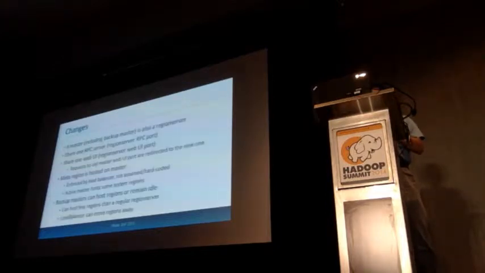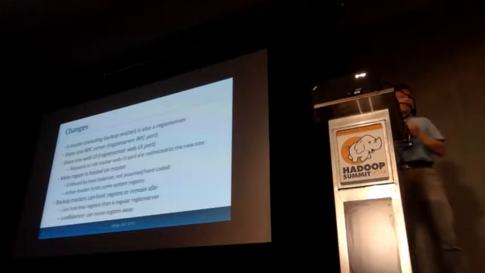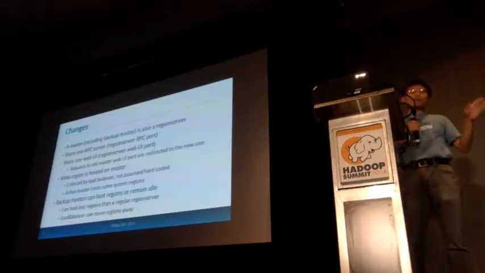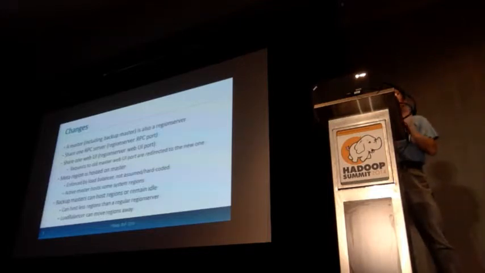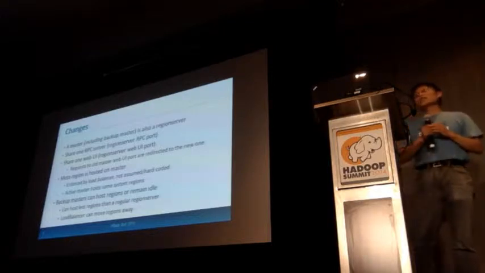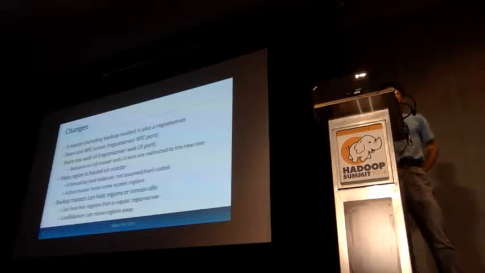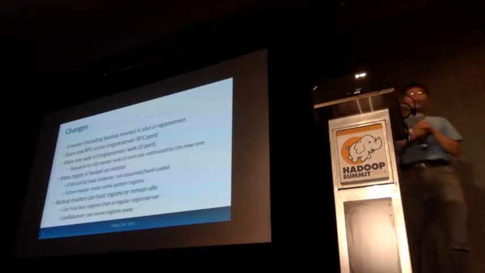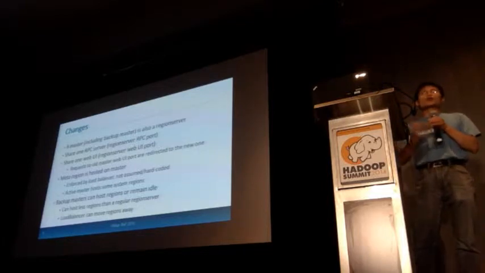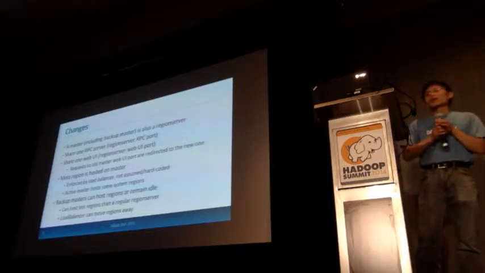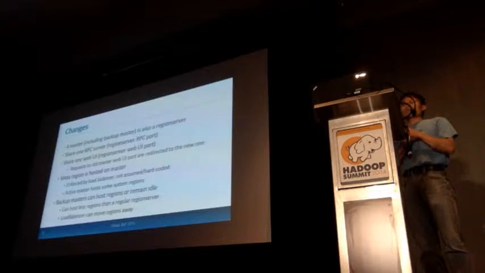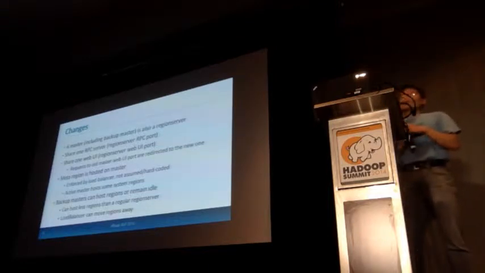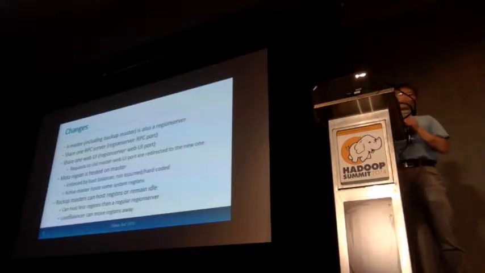For the changes, with this patch the HBase master is also a region server. Usually the master is just a master, but now the master is also a region server. They share one RPC server and listen on the region server RPC port. They also share one web UI, the region server web UI, and requests to the old master web UI are redirected to the new web UI. The meta region is hosted on the master. That's what we want to do, and it is enforced by the load balancer. The load balancer makes sure the meta region is on the master.